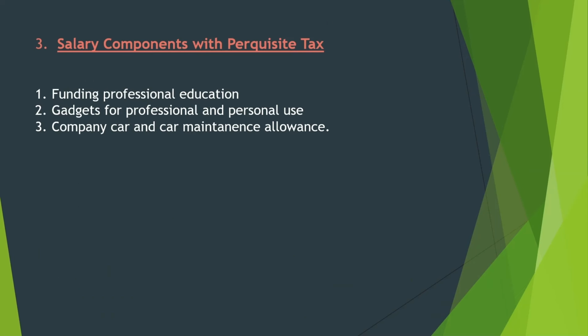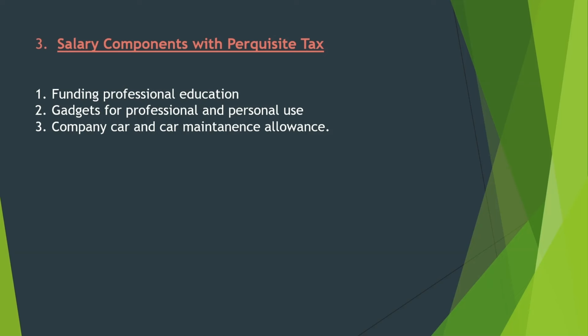Now, let's look into the third category, that is salary components with perquisite tax, which means there will be a privilege. The first one is funding professional education. Many companies fund higher studies or professional courses or certifications for their employees. This keeps the employees updated and more productive. In case of such funding, only 10% of the course fee is considered as perk and tax is calculated only on this 10% perk value.